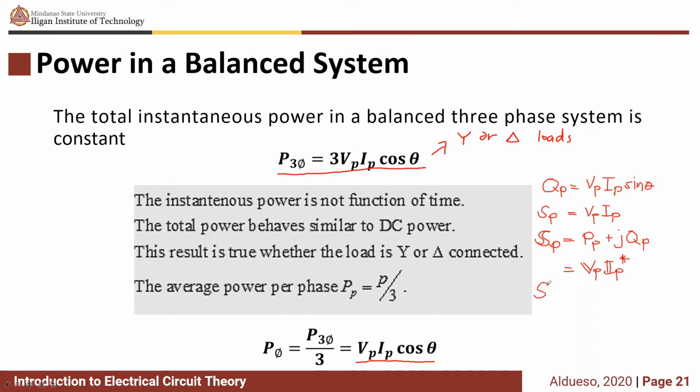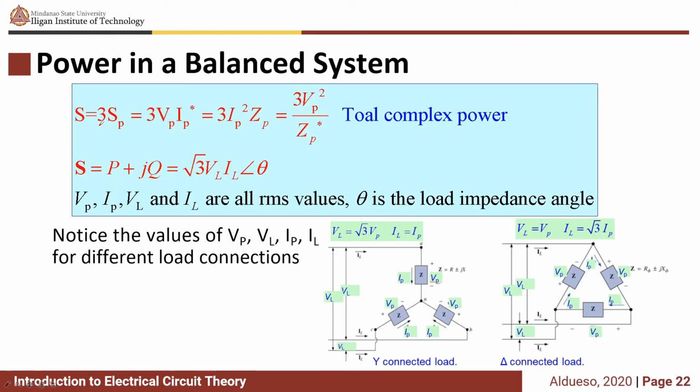So for the total apparent power, the three-phase apparent power is equivalent to 3 times Vp Ip. The total complex power is just 3 times the complex power per phase, which is equivalent to 3 times Vp times the conjugate of Ip. Another alternative for the total complex power is given by these equations right here, this and this.